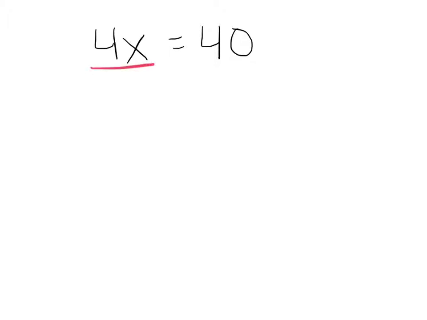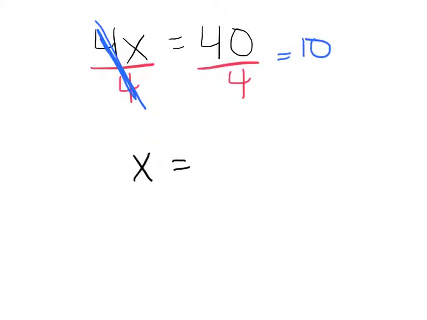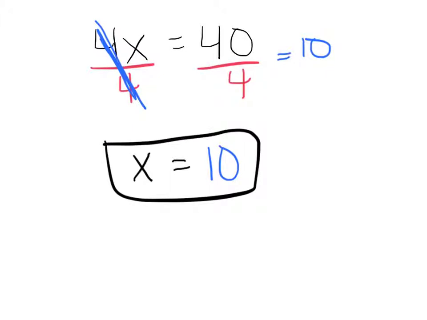Well, the inverse of multiply by 4 is divide by 4. If I divide the left side by 4, I have to divide the right side by 4. And let's see. 4 divided by 4, that goes away. I'm left with x equals 40 divided by 4, which is 10. So x equals 10. And that is my answer.